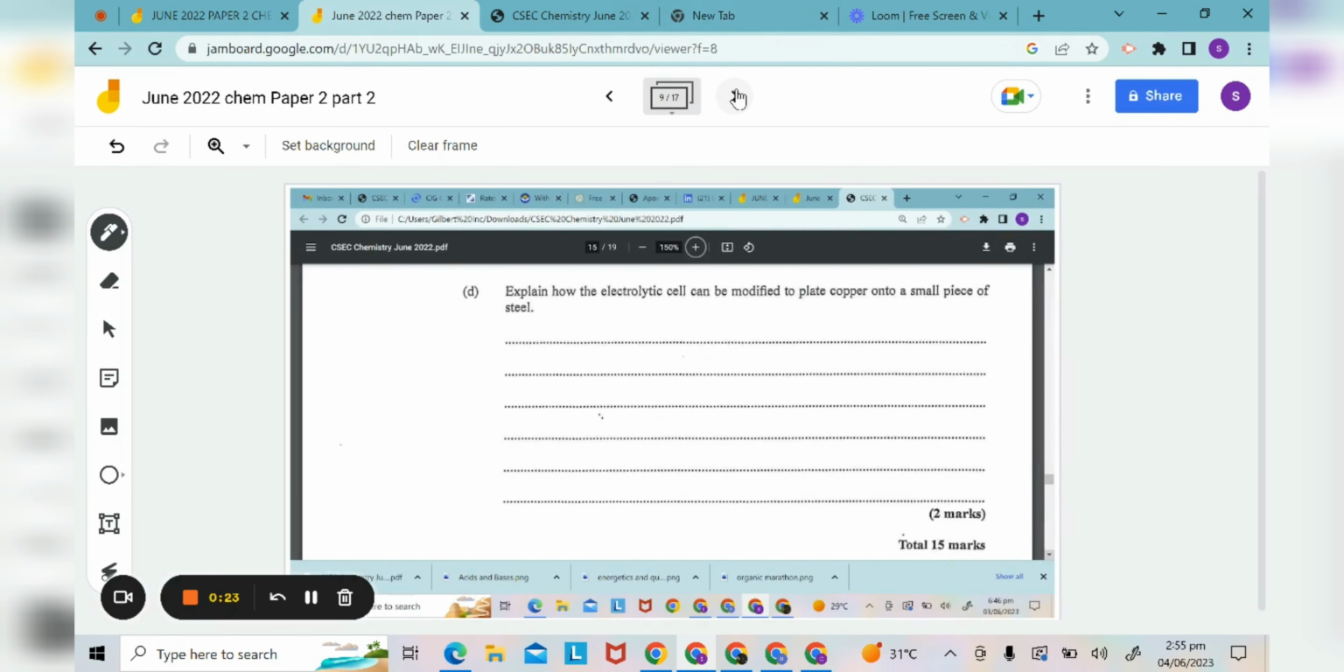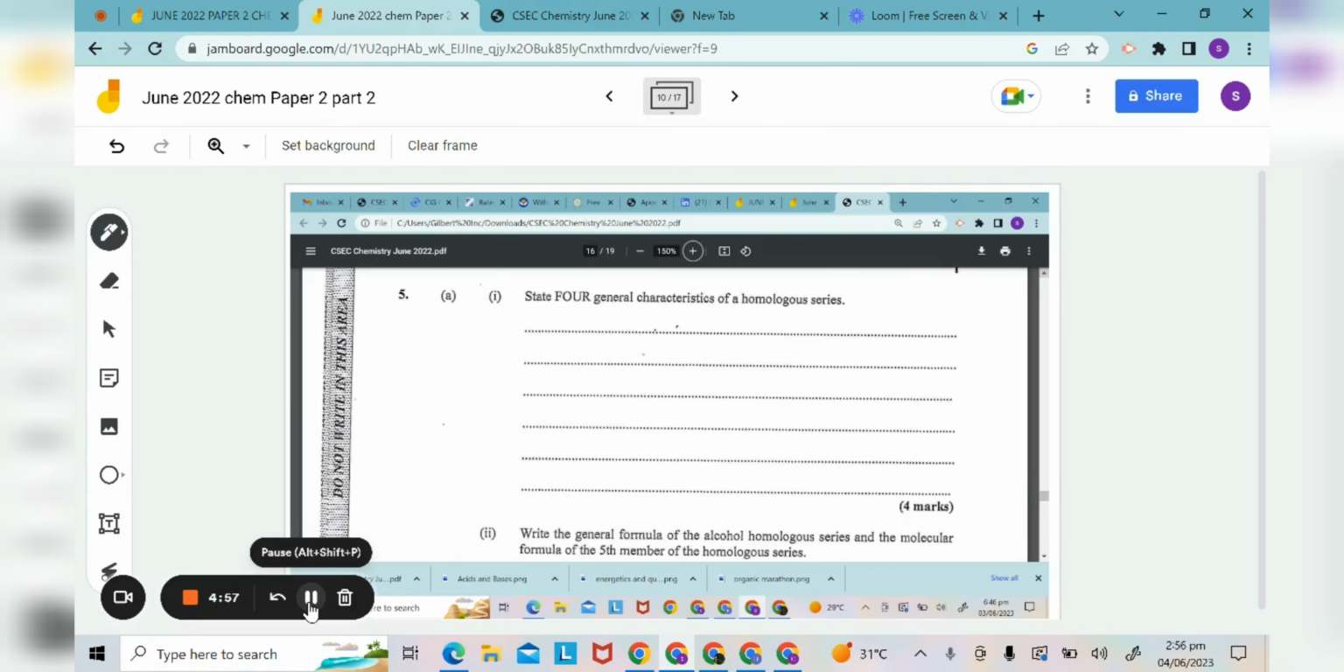All right. So we go ahead. Explain how the electrolytic cell can be modified to plate copper onto a small piece of steel. Now, for this purpose, all you need to do is take the steel and put it at the cathode. So replace the copper in the electrolytic cell with the steel, and it will be coated with the copper. And that's pretty much it.